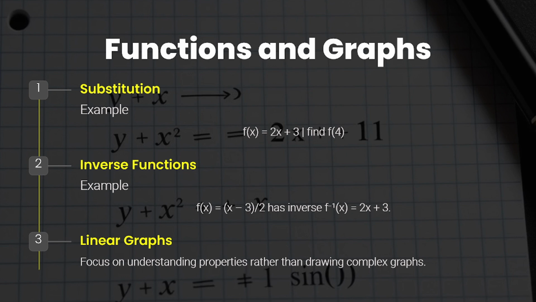Another common question could be, find the inverse of the function f of x equals the whole of x minus 3 divided by 2. To do this, you swap x and y. So x equals y minus 3 whole divided by 2, and then solve for y. Multiply both sides by 2. 2x equals y minus 3, then add 3. y equals 2x plus 3. So the inverse function f inverse of x is 2x plus 3.